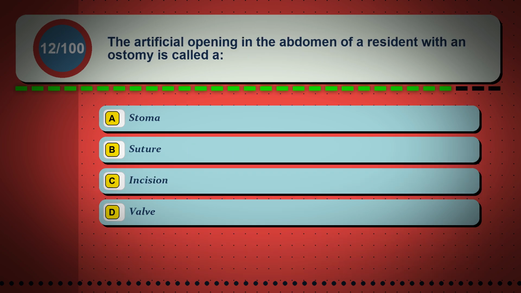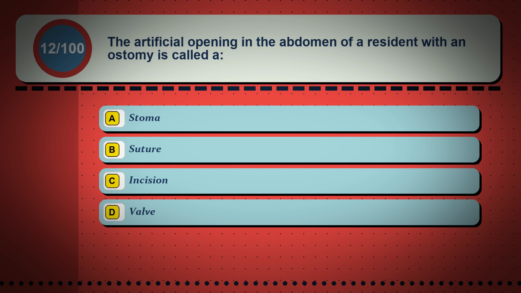Question 12. The artificial opening in the abdomen of a resident with an ostomy is called a: Option A, stoma. Option B, suture. Option C, incision. Option D, a valve.